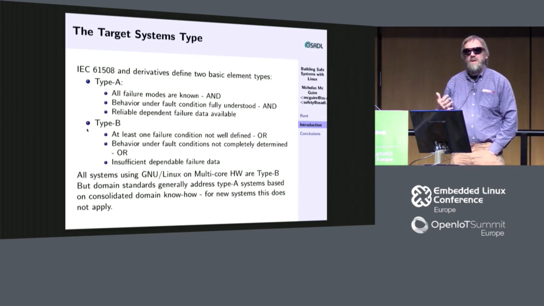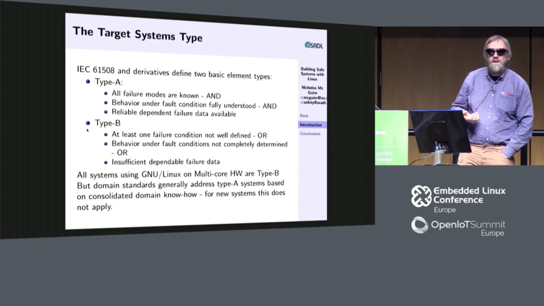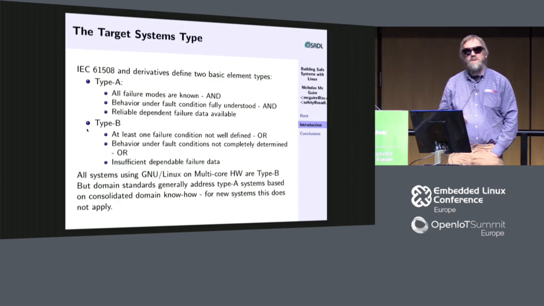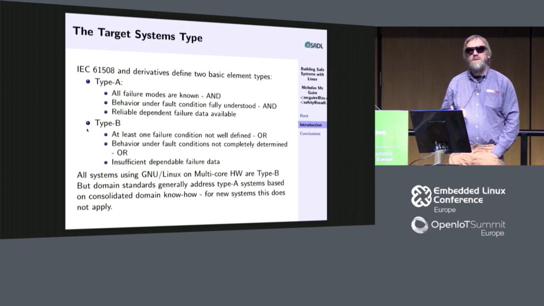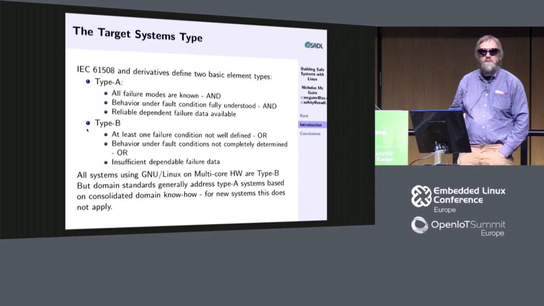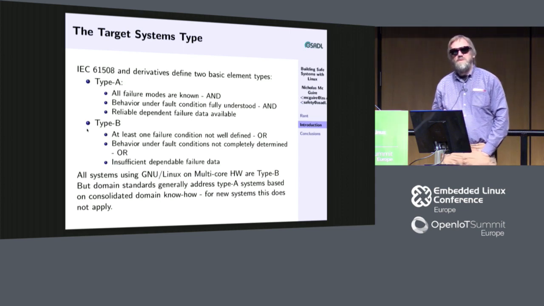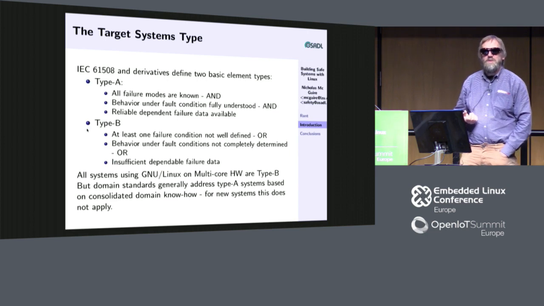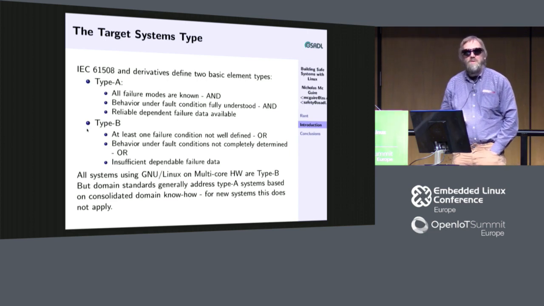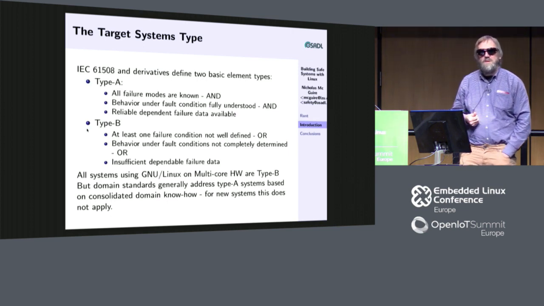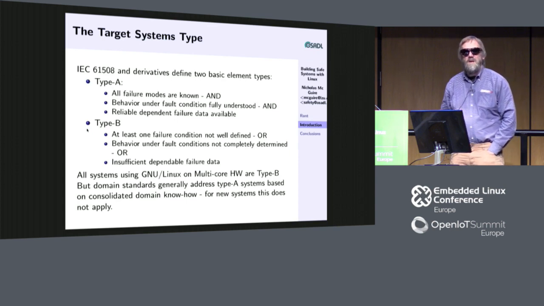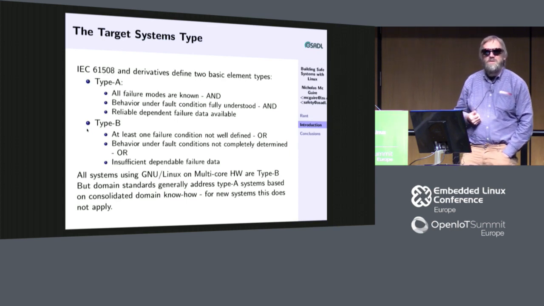But when you get to a highly diversified area or introduction of new technologies, then the domain standards fail. And it has to do with the fact that with domain standards, conceptually, we're doing a translation from type B systems to type A systems. So a type A system, or a low complexity system, is a system where we know all faults or failure modes that are possible, or at least a reasonably high percentage of the failure modes. And more importantly, we understand how the system will behave under failure conditions.